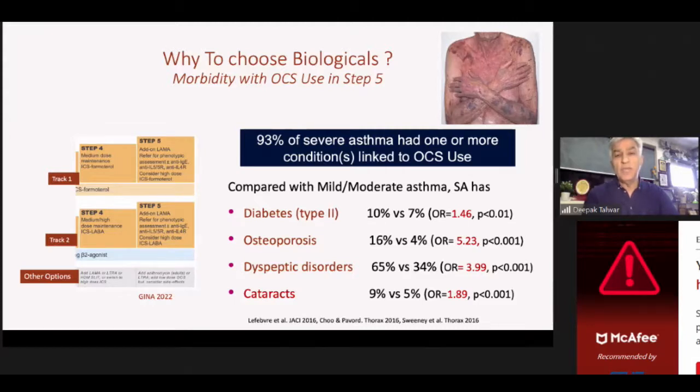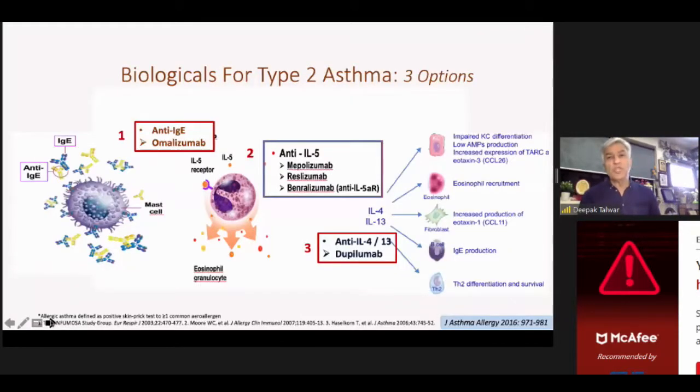The reason being, the oral corticosteroids, even in low dose maintenance, can lead to a significant risk of development of diabetes, osteoporosis, dyspepsia, as well as cataracts in these patients. To shun away the oral corticosteroids, you need an alternative, and the alternative here is biologicals. So we have 3 groups of biologicals as an option: anti-IgE omalizumab, and anti-IL-5 and anti-IL-5R blockers, which are mepolizumab and benralizumab, available in India.